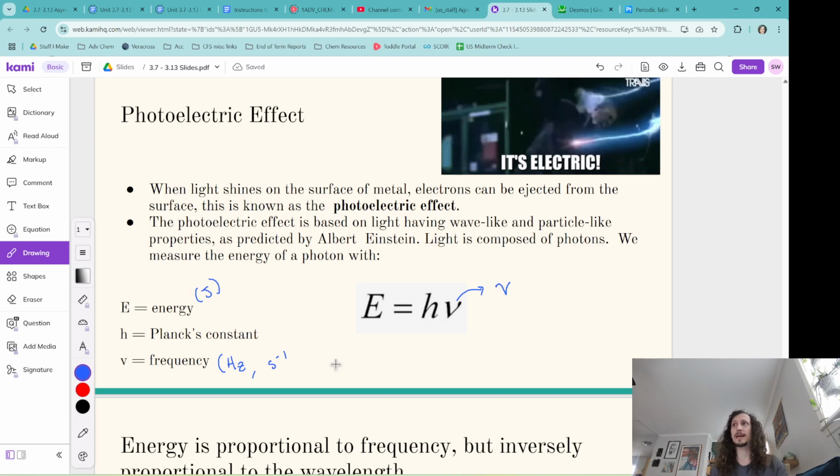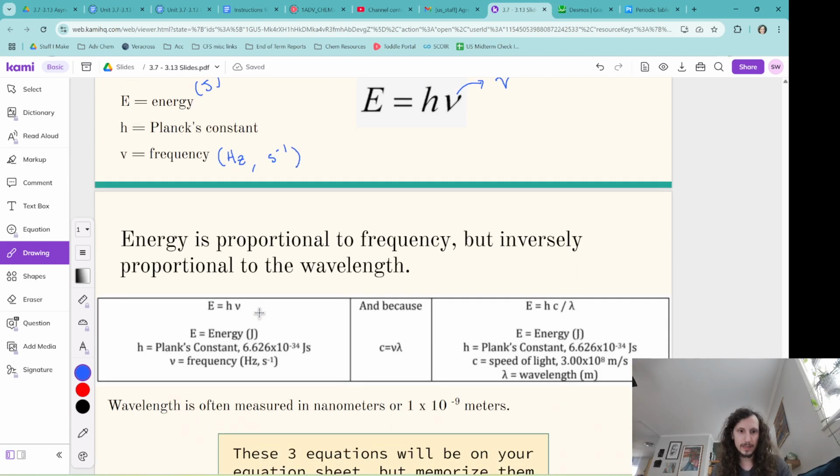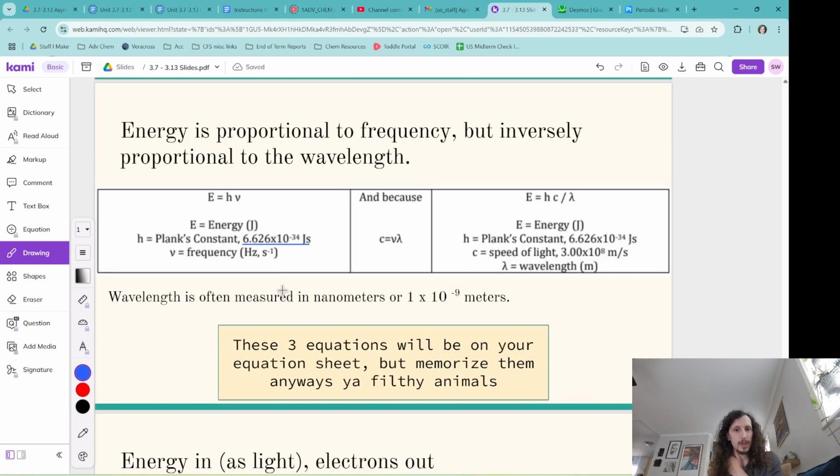So if I say this happens at a frequency of 1,000 hertz, it means the wave passes 1,000 times per second. And then lastly, Planck's constant. The unit is joule seconds, and it's 6.626 times 10 to the negative 34. Very tiny number. That is on your equation sheet. All three of these equations are on your equation sheet, but you definitely want to memorize them.